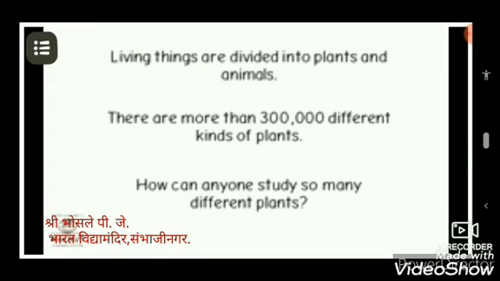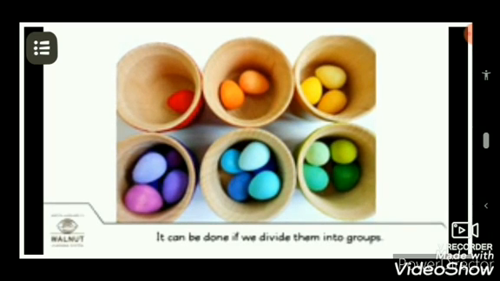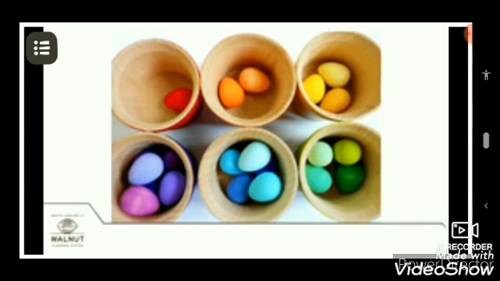Living things are divided into plants and animals. There are more than 3 lakh different kinds of plants. How can anyone study so many different plants? They are classified. This can be done if we divide them into groups.